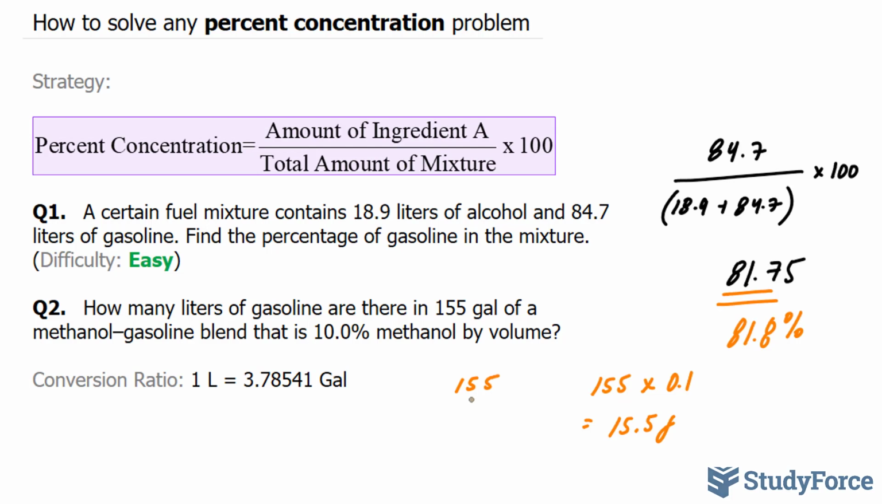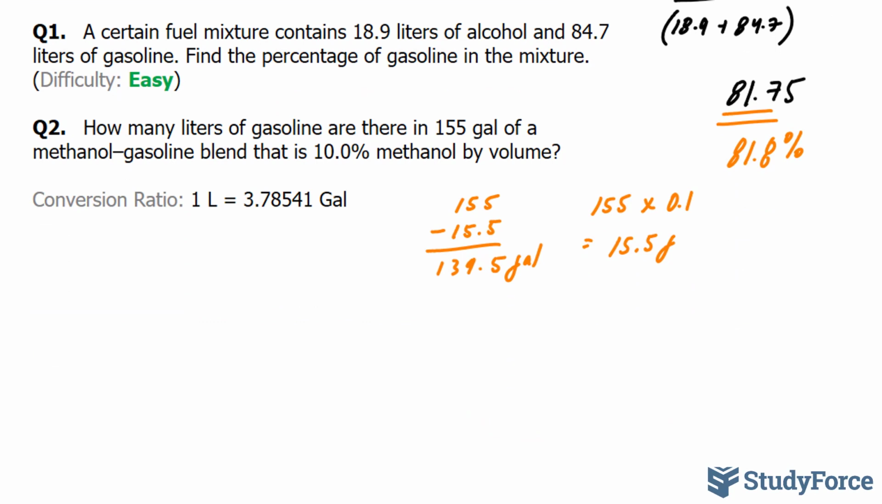So 155 subtracted from 15.5 gives us 139.5 gallons. They're asking how many liters of gasoline. They don't want gallons. So what we have to do next is convert 139.5 into liters. And to do that, we'll use this conversion ratio. We'll take 139.5 gallons and we'll multiply it by 1 liter over 3.78541. Now in regards to significant figures, this is an exact value, so we're not going to take that into account when finding the correct number of significant figures.